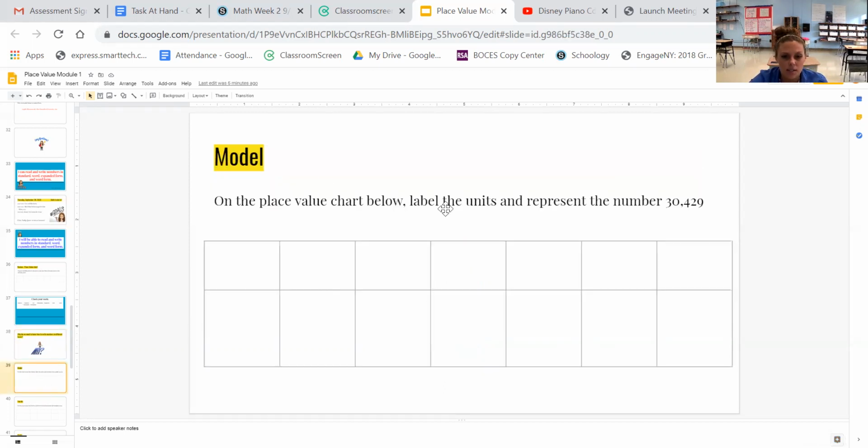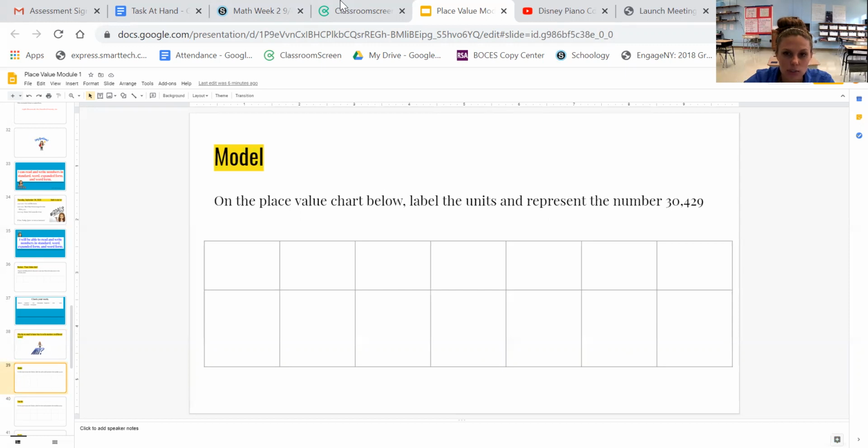So first what I want to do is, it says model, so that means Mrs. Andrews is going to do it. You're just going to sit there, you're not going to color, you're not going to draw, you're just looking at my screen. It says, on the place value chart below, label the units and represent the number 30,429. So what I'd like you to do is just watch.